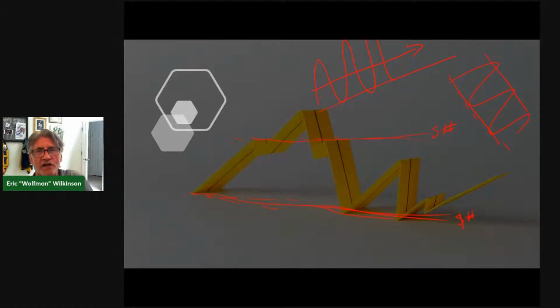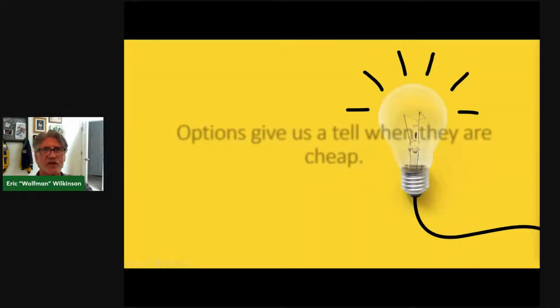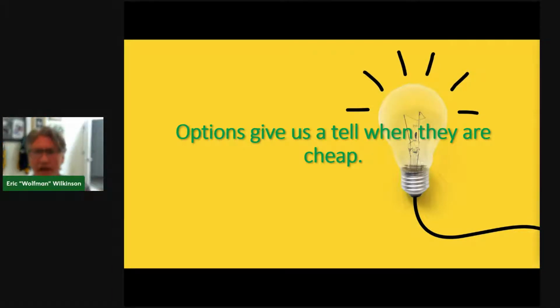And that can change at a moment's notice, right? Think about the housing crisis. That changed at a moment's notice. The thing though about options is they will give us a tell whether or not the options are cheap or expensive. Now, I'm not talking about the specific underlying in general. What I'm talking about are all of the options that we trade around that underlying. We can tell if those are cheap or expensive.